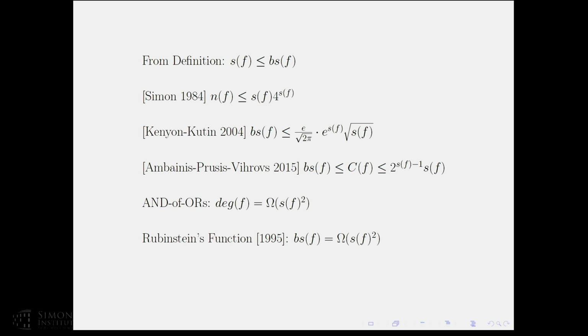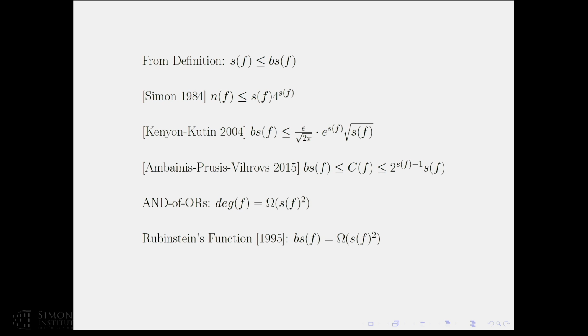Hans Ulrich Simon in 1984 showed that the number of relevant variables in a sensitivity s function can be bounded by the sensitivity times 4 to the power of sensitivity. This already tells us that all the measures that I mentioned are going to be bounded by that upper bound, because all of them are bounded by the number of relevant variables.